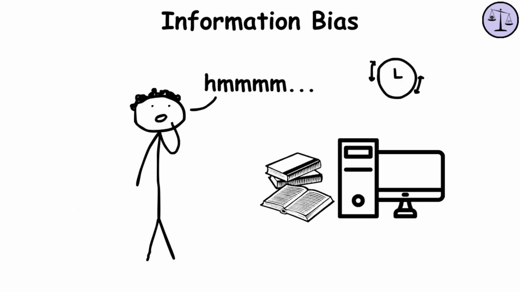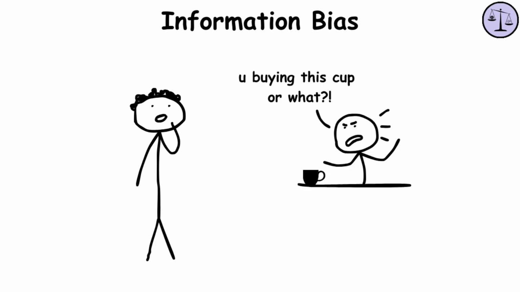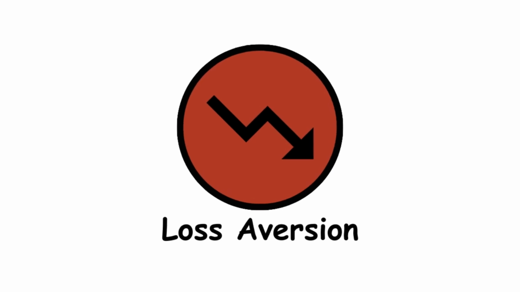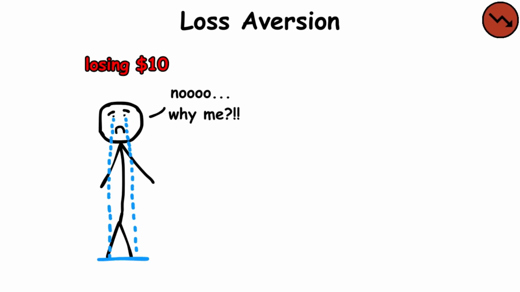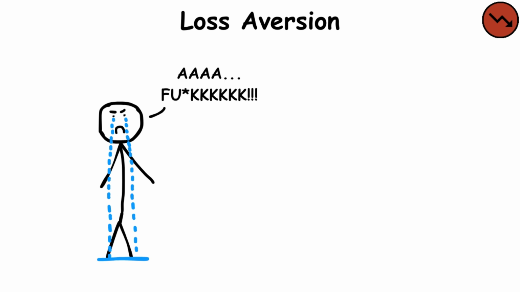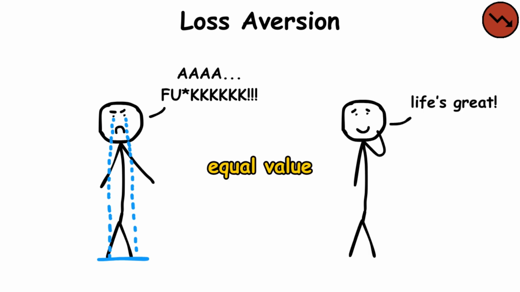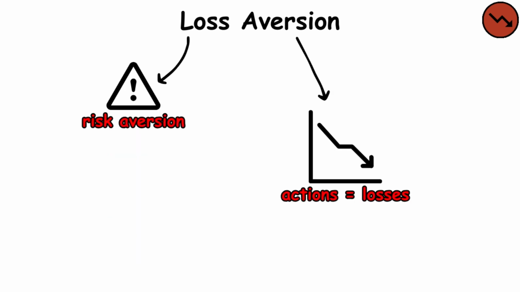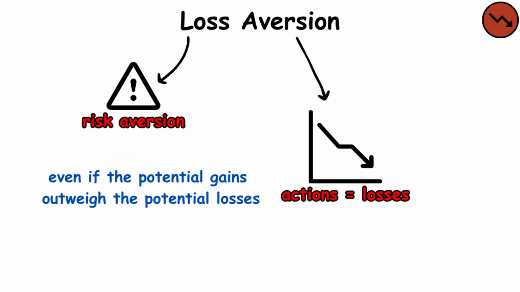A person might spend an excessive amount of time researching minor details about a product before making a purchase, even though the additional information doesn't significantly impact their decision. Loss aversion. Loss aversion is where individuals prefer avoiding losses over acquiring equivalent gains. In other words, the pain of losing something is felt more strongly than the pleasure of gaining something of equal value. This bias can lead to risk aversion and reluctance to take actions that might result in losses, even if the potential gains outweigh the potential losses.